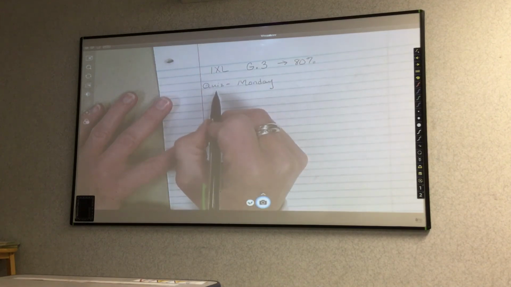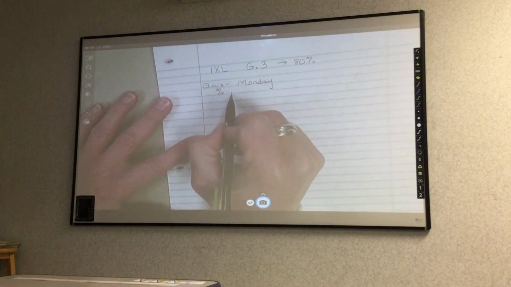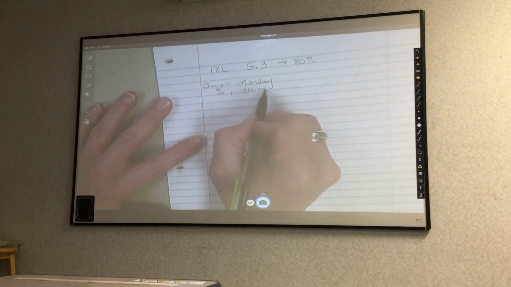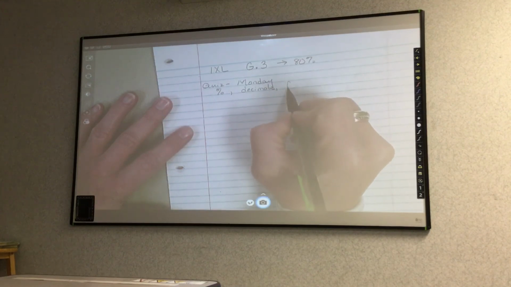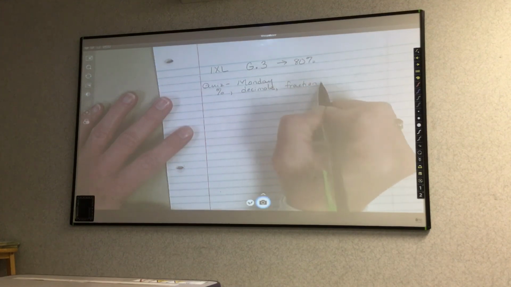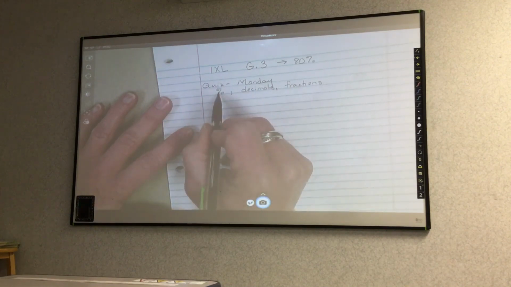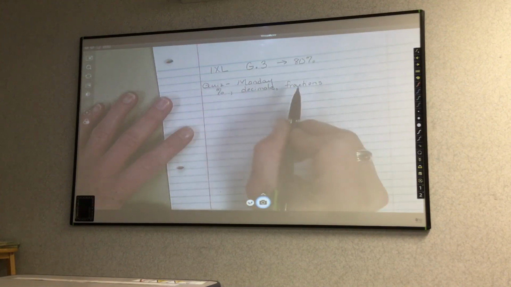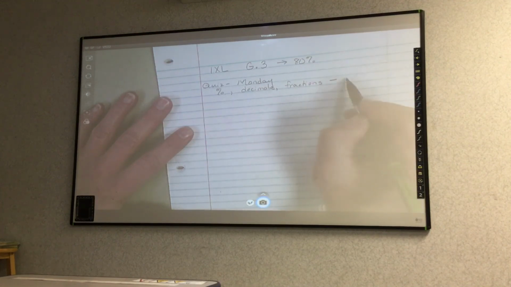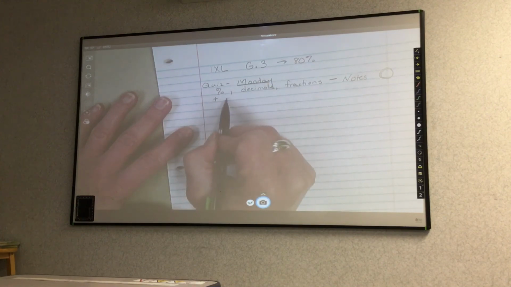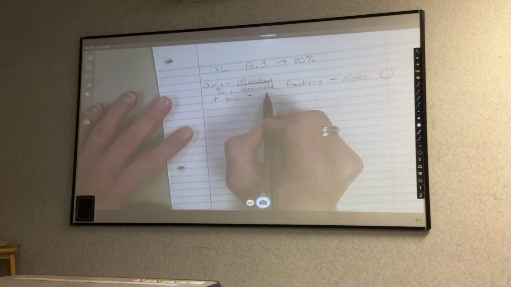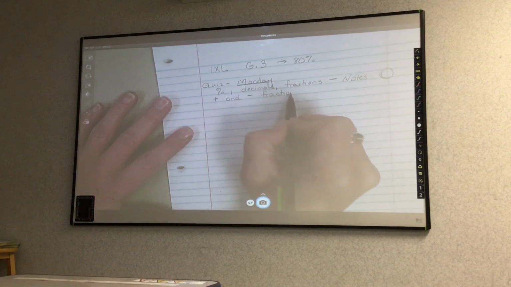Okay, our quiz is Monday. We are going to talk about percents, decimals, and fractions. So you have to change fractions to decimals, fractions to percents, percents to decimals, percents to fractions. You will want to use your notes. And our notes were a circle sheet. And then the other thing that you're going to do for the quiz on Monday are adding and subtracting fractions and mixed numbers.